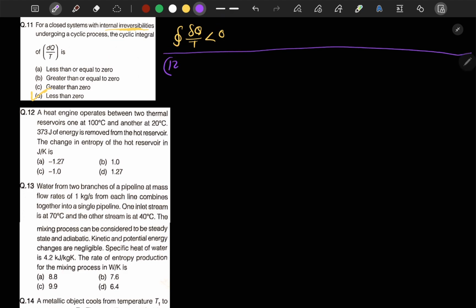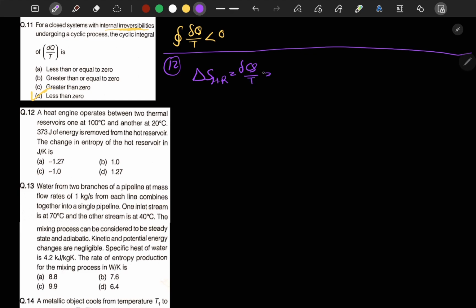So we will start question number 12. A heat engine operates between two thermal reservoirs, 100 degrees Celsius and 20 degrees Celsius. Heat is removed from the hot reservoir. The change in entropy of the hot reservoir is given by Q by T. How much heat is removed, and at what temperature?